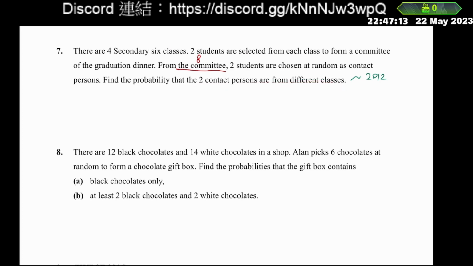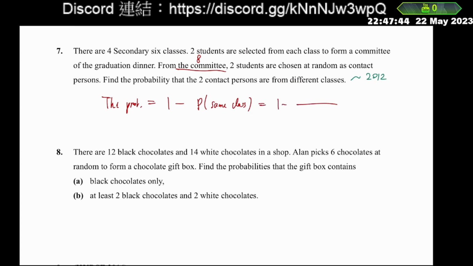To find the probability, we put it again in the denominator and numerator type. But I think it would be easier if we find the probability that the 2 contact persons are from the same class, because the 8 committee members come from the 4 classes. Therefore, if we can find 1 minus the probability for the same class, then it can be easier to find maybe.